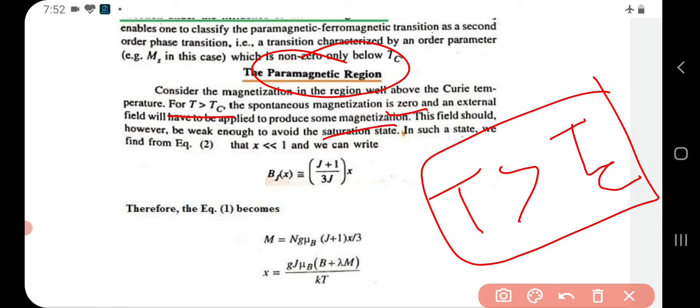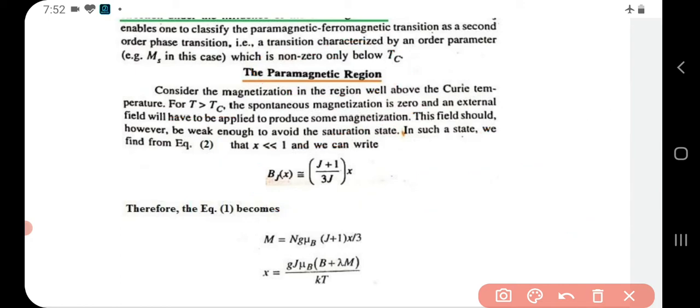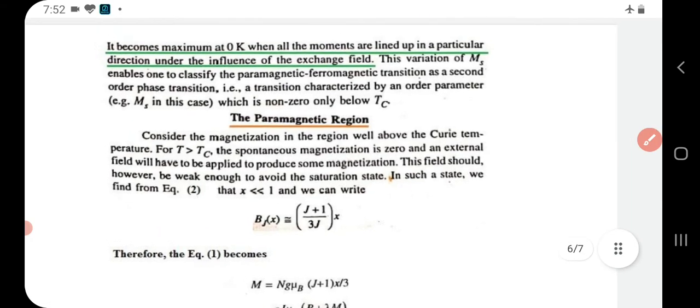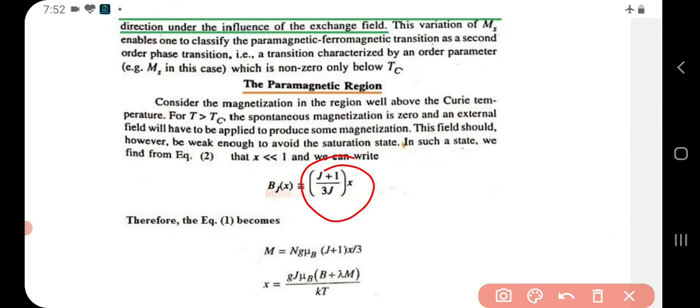So in such a case, from equation 2, if x is very small compared to 1, our Brillouin function will take this form. Therefore your equation 1 will become, what was your equation 1? M is equal to N g J mu B BJ(x). In place of that BJ(x), you have to substitute this value. So your equation 1 will become like this. Then from here you can write the value of x. Just rearrange the terms, so you'll get this equation.